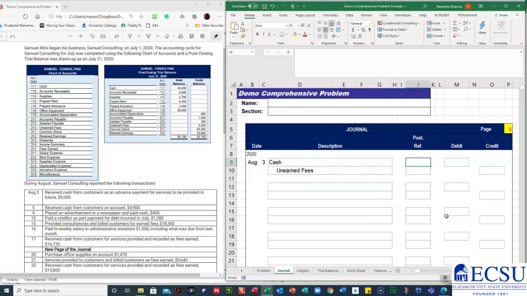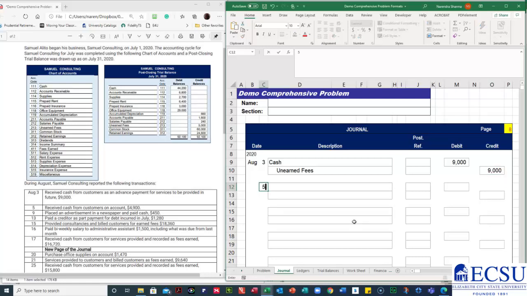Okay, now posting reference, as you know, we are not going to do it now. We'll be doing it when we post to the ledger. The debit amount is given to you as 9,000. So I'm going to write that 9,000 there. That's the first journal entry.